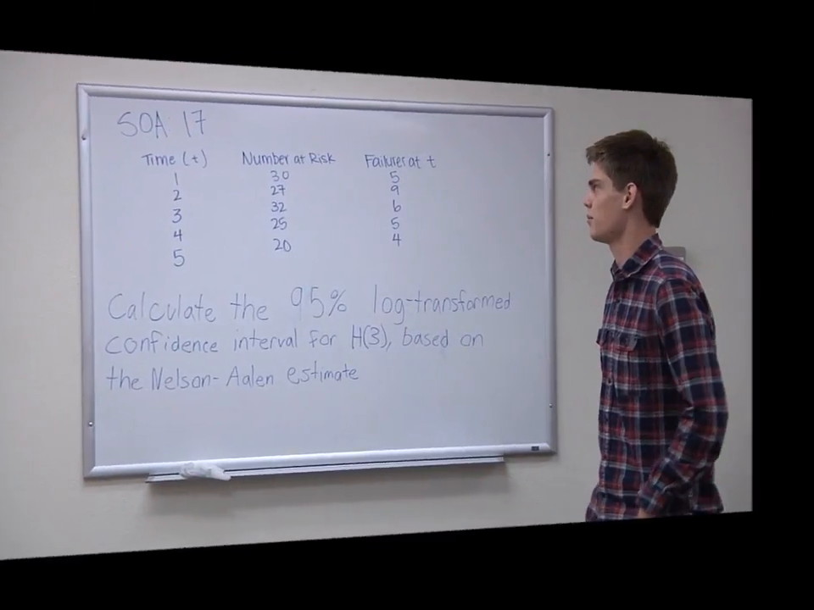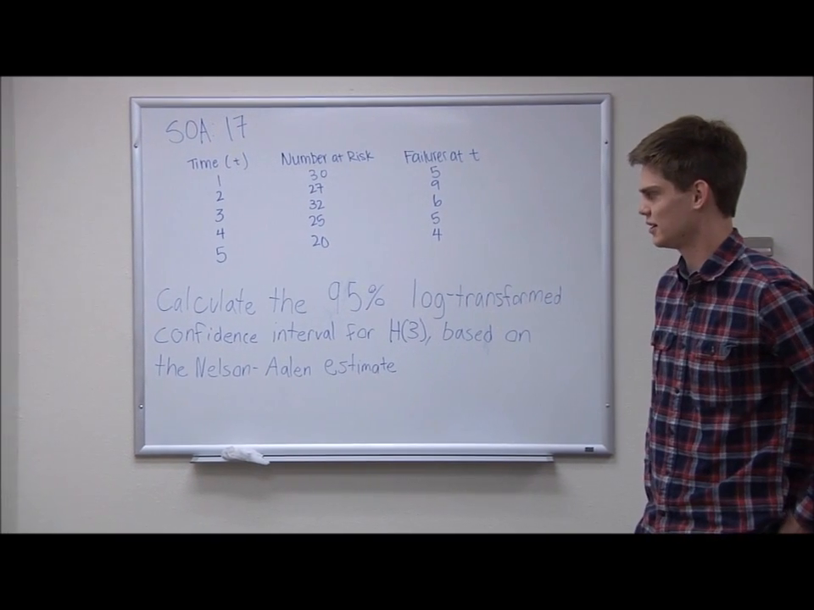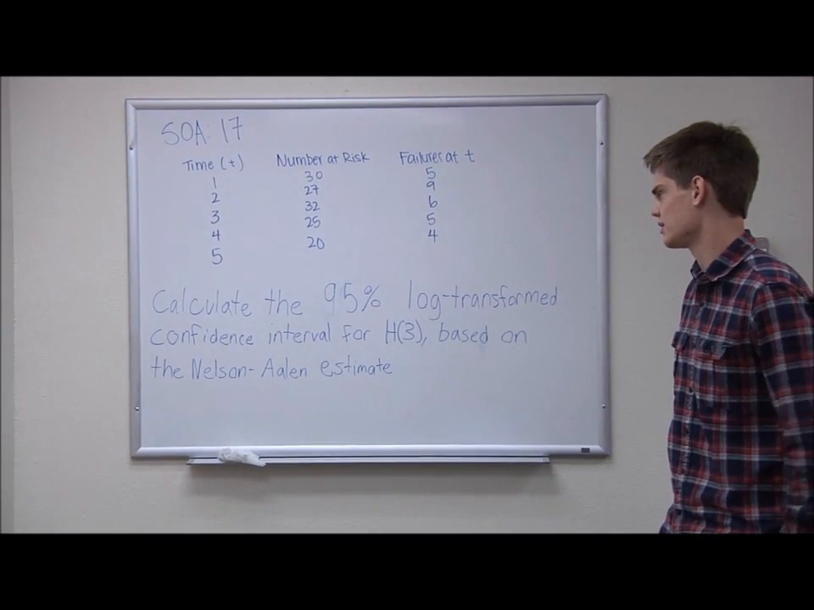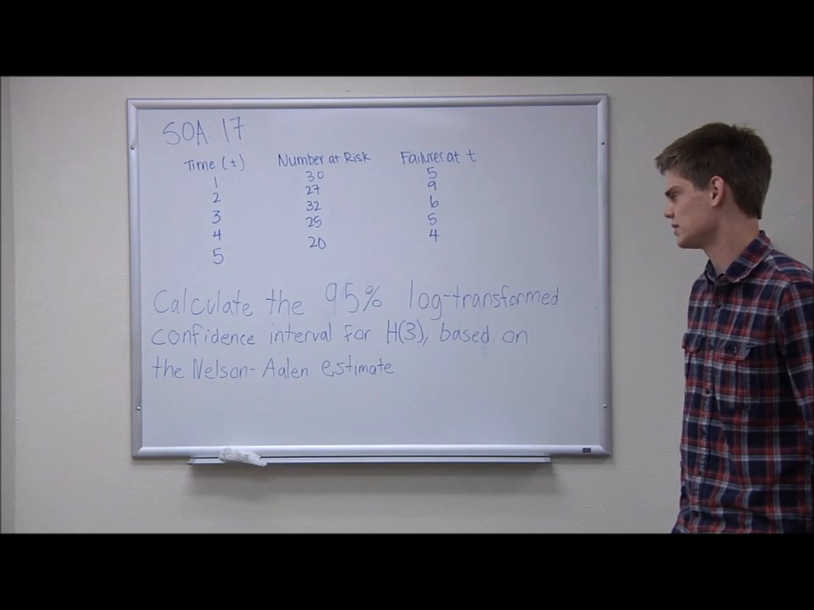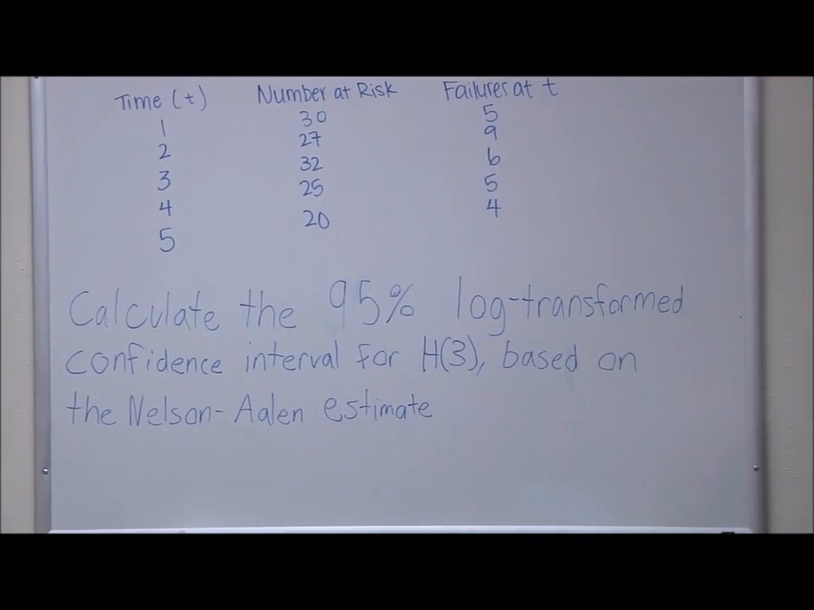Okay, this is SOA problem 17, using the same data set that we used in 16. And for this problem, we're going to calculate the 95% log-transform confidence interval for H of 3 based on the Nelson-Aalen estimate.